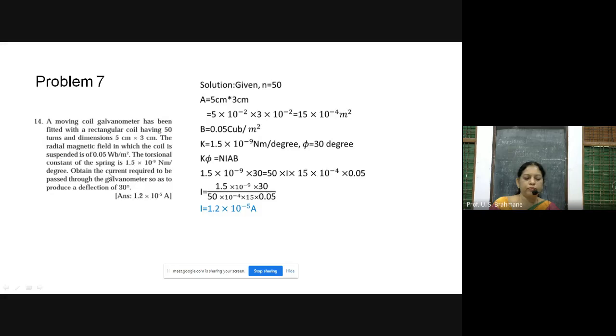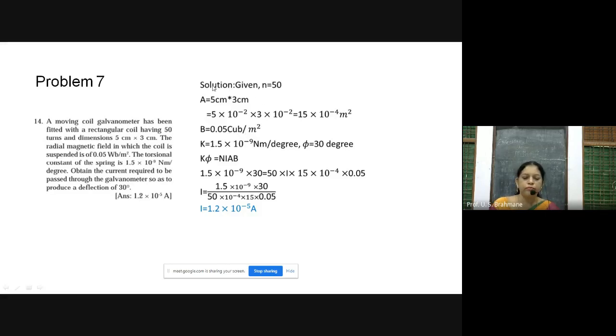Obtain the current required to be passed through the galvanometer so as to produce a deflection of 30 degrees. You know what is given? The question seems to be very big, but please see that it is not very difficult. You have to go through it.